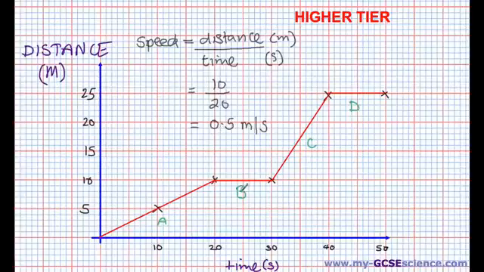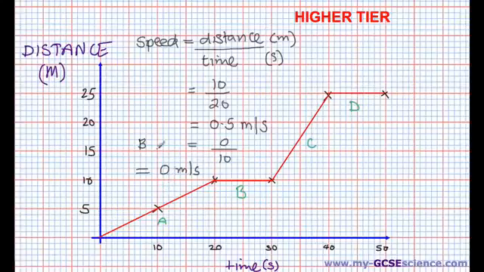Now if you're looking at part B, you can work it out in a similar way. The distance travelled from 20 to 30 is from 10 to 10. So in actual fact, for part B, the distance travelled is 0. Time taken is 10 seconds, and 0 over 10 is actually 0. So speed there is 0 meters per second.